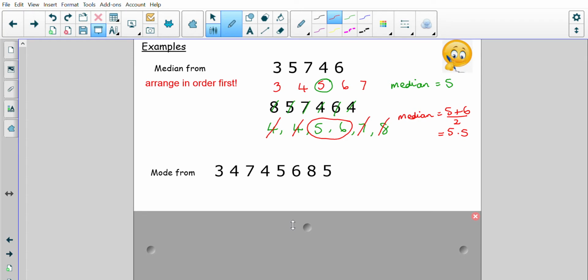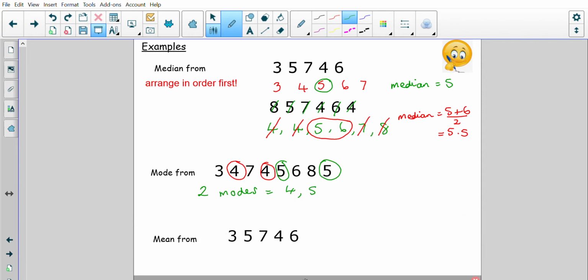Let's have a go at the mode then. So if we look at this set of numbers, I can see I've got 2 4s there. I can also see that actually I've got 2 5s. So because there isn't one number that I can see the most, I've actually got 2 modes. So you can have more than one mode. So this data set has 2 modes, which are equal to 4 and 5.